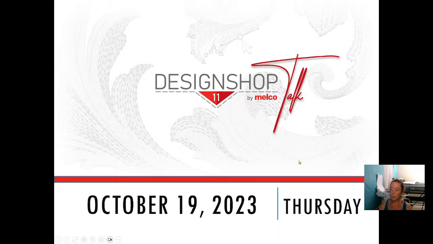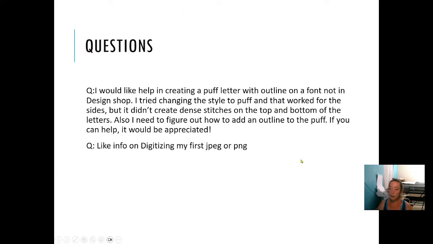So let's see. What do we have? I want help creating a puff letter with an outline and a font not in DesignShop. You tried to create the puff style, and that worked for the sides, but didn't create dense stitches on the top, which is correct. And you also want to put an outline on it. All right, so let's take a look at that.